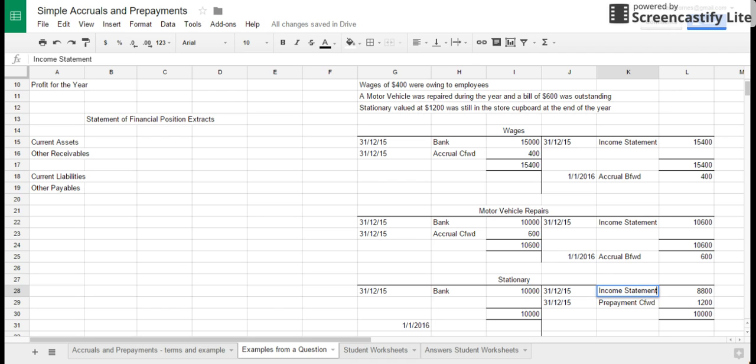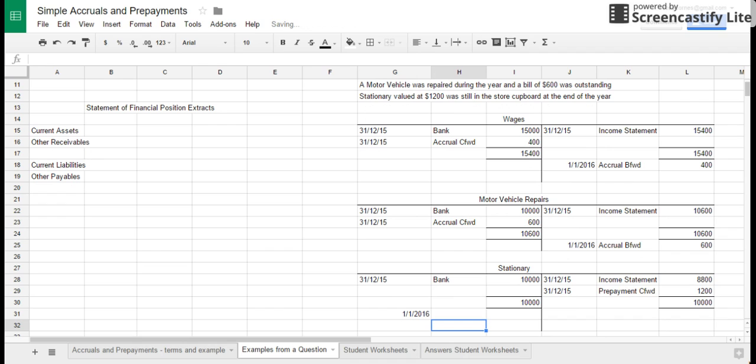And then what I've forgotten to do, what we need to do, is make sure we've got the balance brought forward because we've got the balance carried forward. That's your prepayment brought forward, and it's $1,200, and it's on the debit side because it's for next year. It's going to be part of next year's expenses, but it's an asset at the start of the year. We've paid for something that we haven't yet used.